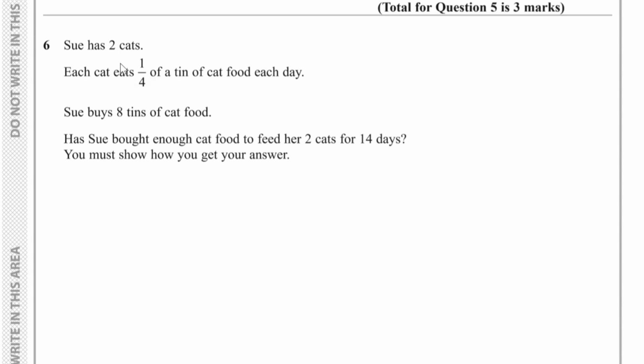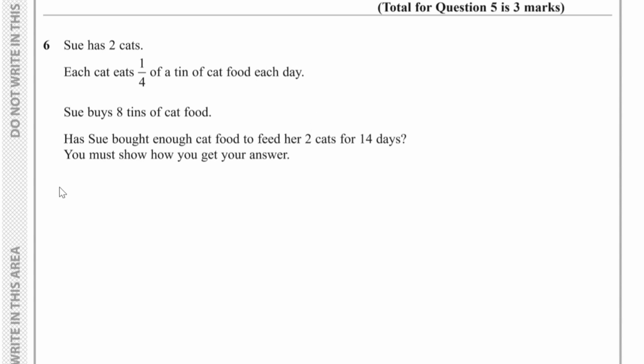Question number 6. Sue has 2 cats. Each cat eats 1/4 of a tin of cat food each day. Sue buys 8 tins of cat food. Has Sue bought enough cat food to feed her 2 cats for 14 days? You must show how you get your answer.